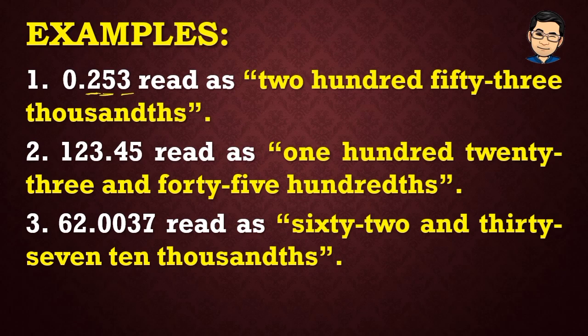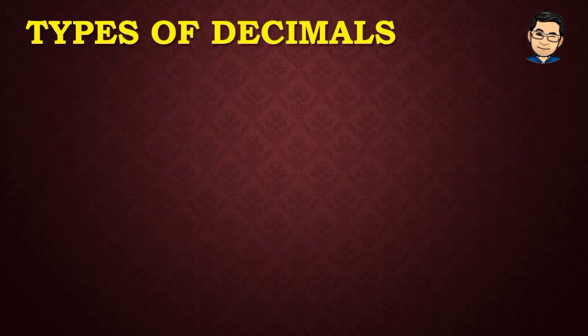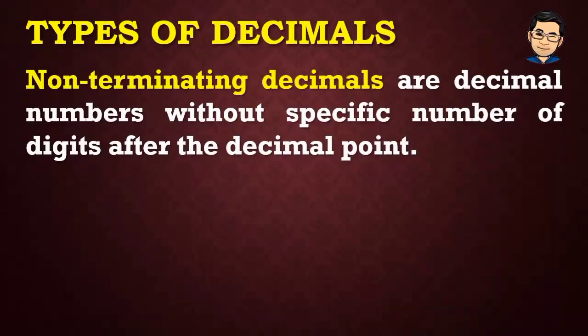Pero ang tamang basa niyan is 62 and 37 ten thousandths. So after po kasi ng place value na thousandths, ang kasunod po niya is 10 thousandths. So after ng 10 thousandths, 100 thousandths, and then millions. So we also have non-terminating decimals.